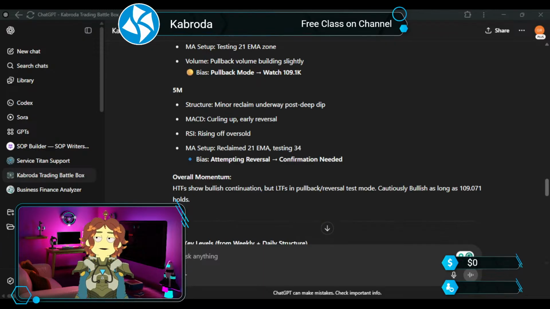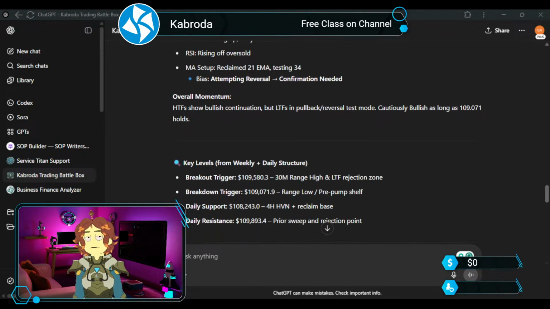All right, 5 minute structure: minor reclaim underway post deep dip, curling up, early reversals. So MACD is looking like it's starting to reverse, rising off sold. That's good. RSI is looking nice on the 5 minute. MA setups: reclaim 21. Yep, that's all good too. So it's attempting a reversal, which means we're attempting to go bullish.